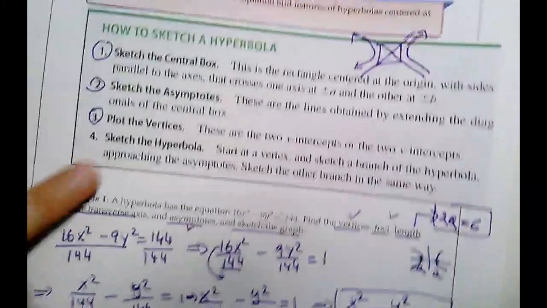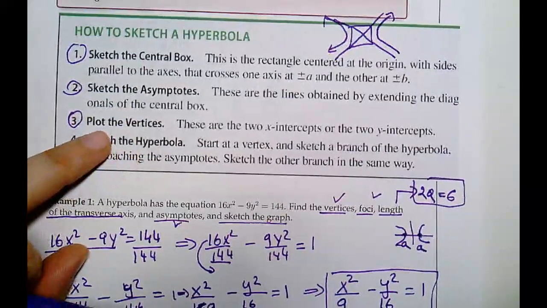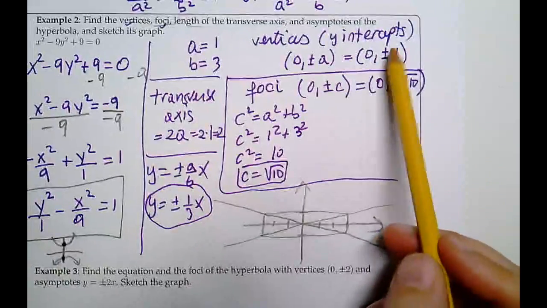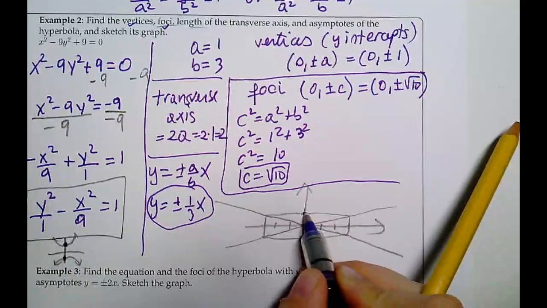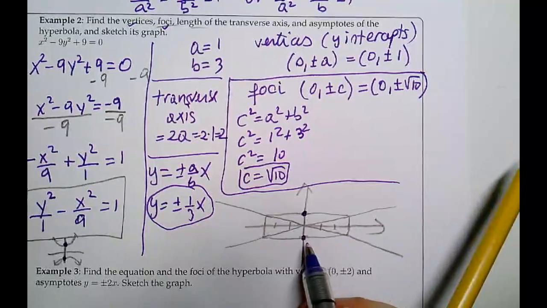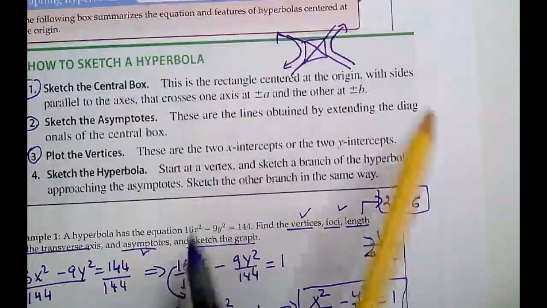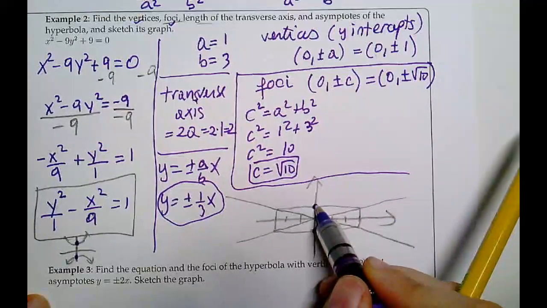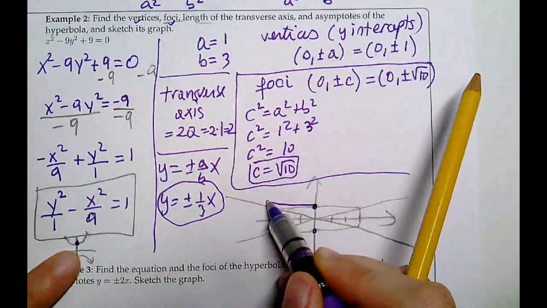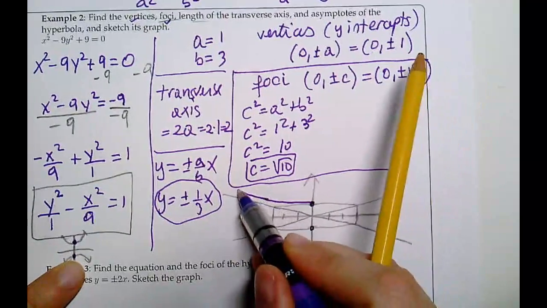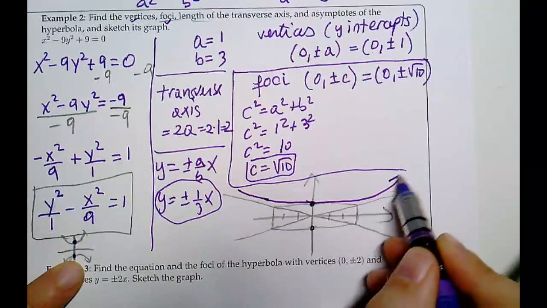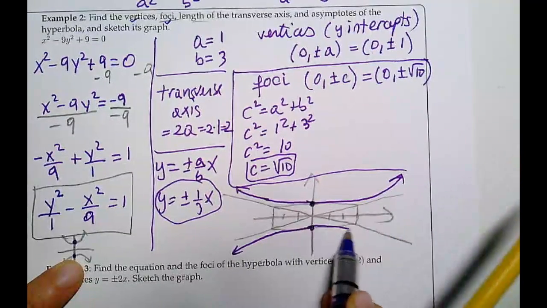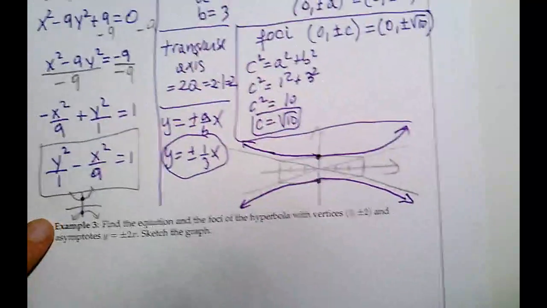And then, so we did sketch the asymptotes. Plot the vertices. The vertices are 0 plus or minus 1, so they're going to be here and there. And then finally sketch the hyperbola by starting at the vertex. And we know that it opens up and down, so it's going to be like that. Start at the vertex and hug the asymptotes. So this is the hyperbola.